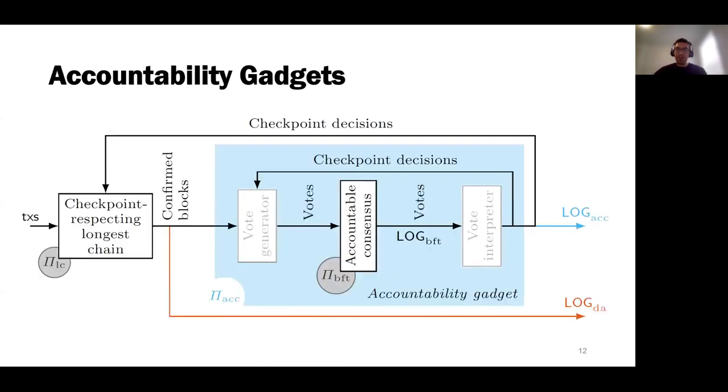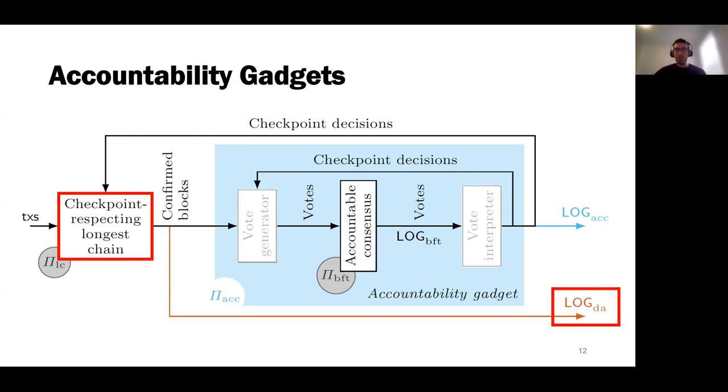Okay, so how do we achieve two nested ledgers that satisfy the properties of accountability and availability? We do this through the use of accountability gadgets. Accountability gadgets can be instantiated with any accountable safe consensus protocol, as shown in the middle of this diagram. They are deployed on top of longest chain protocols. These longest chain protocols take transactions as input and output a sequence of confirmed blocks. For instance, these confirmed blocks can be the KD blocks on the longest chain outputted by the longest chain protocol. These confirmed blocks are then outputted as the available full ledger.